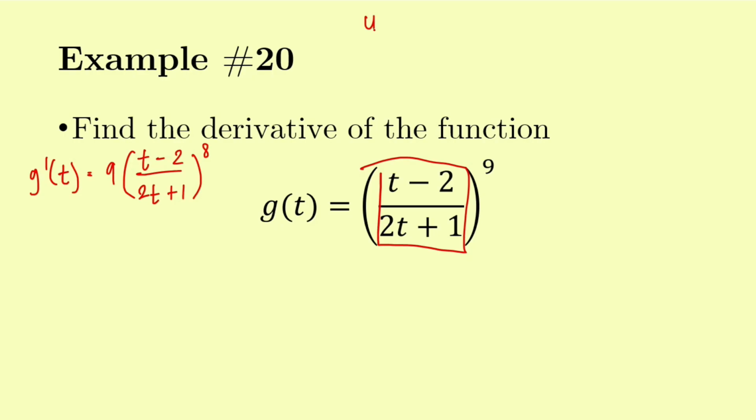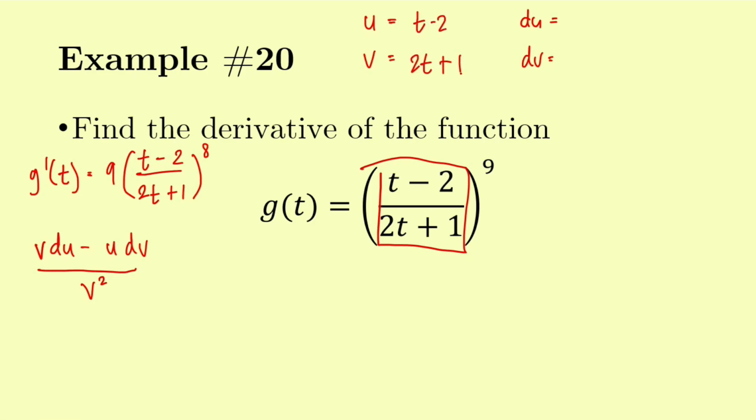So we will use u, v, du, and dv para i-apply doon sa formula, which is, ano yung formula natin? We have the formula low d high, or v du, minus high d low, over low squared. Sige, ito muna u, that's t minus 2. V is 2t plus 1. So du is 1, while dv is 2.